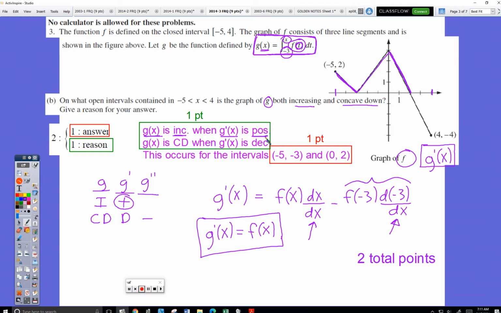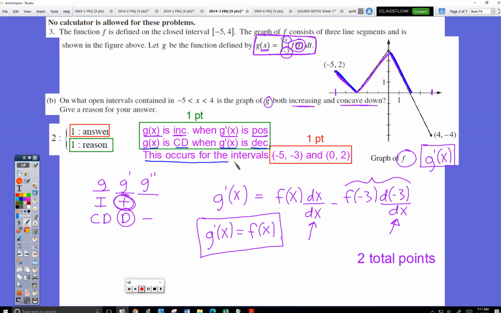We're supposed to find the interval where G is both increasing and concave down. So we're going to look also for where G prime is decreasing. So that's here. G prime's got to be positive. That's the purple. G prime's got to be positive. But G prime has also got to be decreasing. That would be here. So G is concave down when G prime is decreasing.